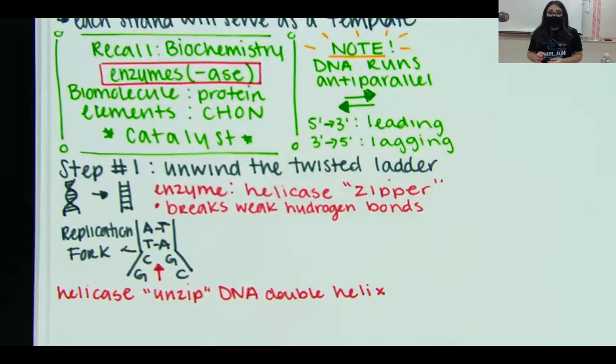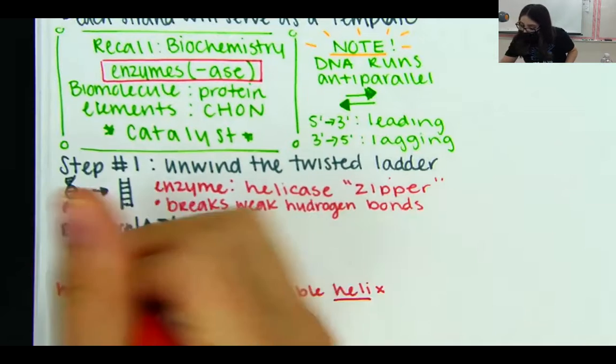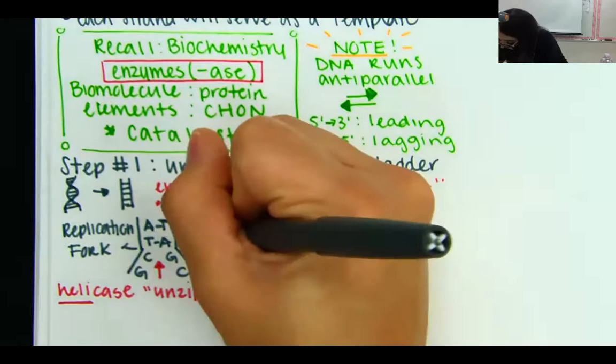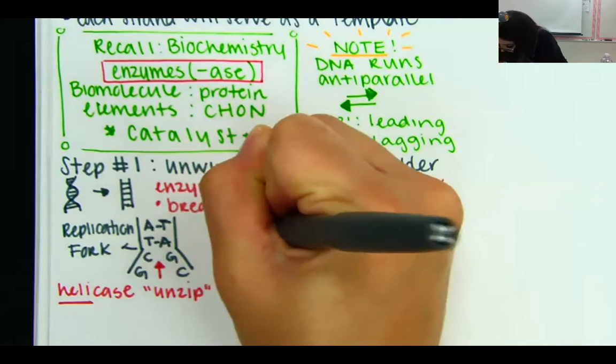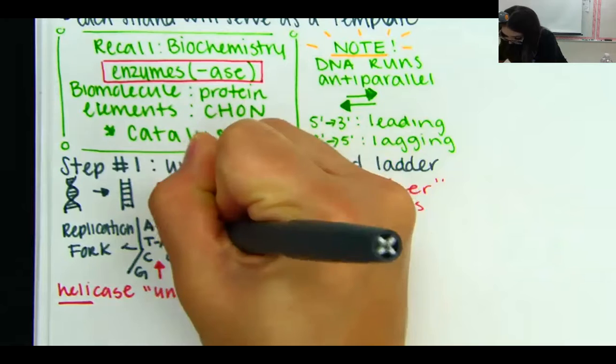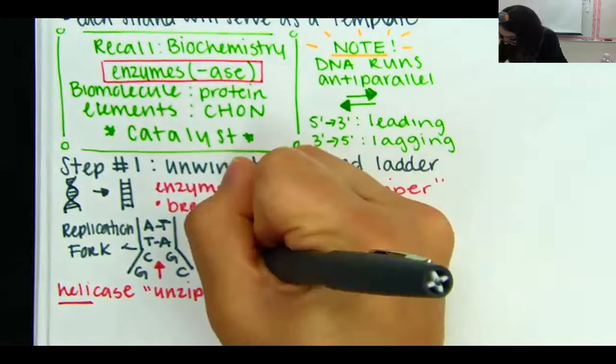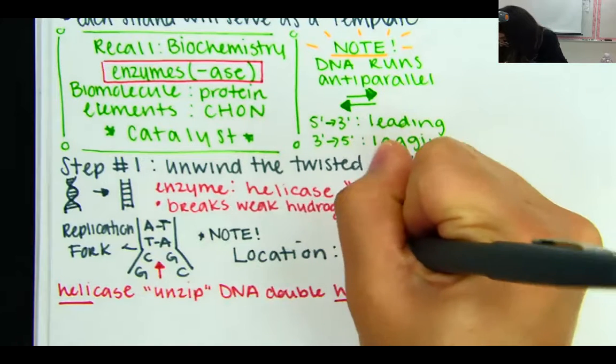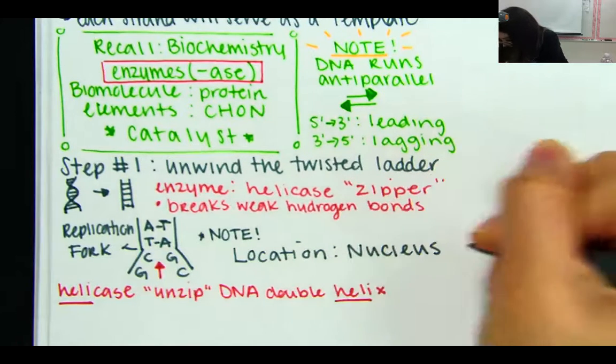So here, remember, that was lactose and lactase. That was that relationship. The reason I tell you this is if I have a double helix, helicase is going to be the enzyme that breaks up my helix. Now, you must note again the location of this. This is all taking place in the nucleus.